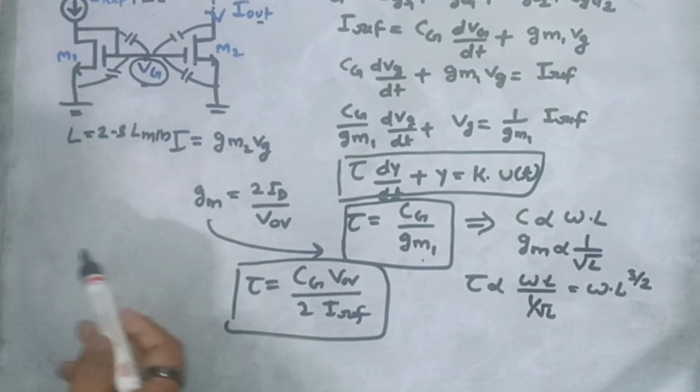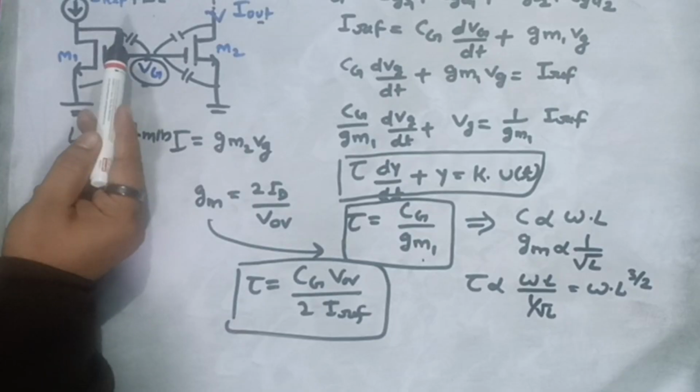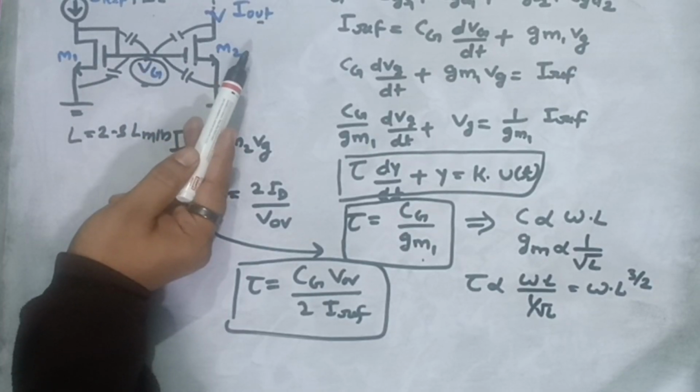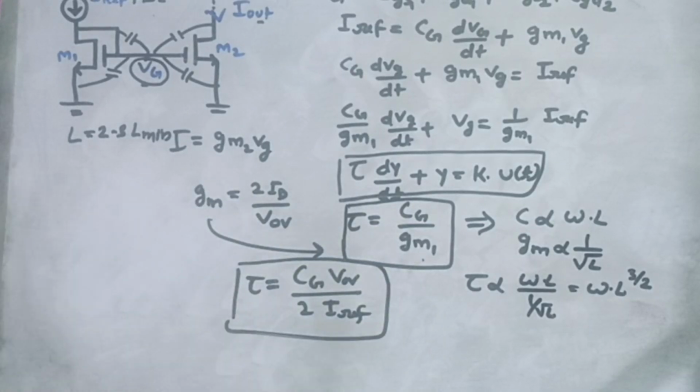In this question, we have tried to analyze how much time this gate potential will take to settle if you are making any change in I reference, and then how long it will take for the output current to mirror the same reference current change. So this is what we have derived here.